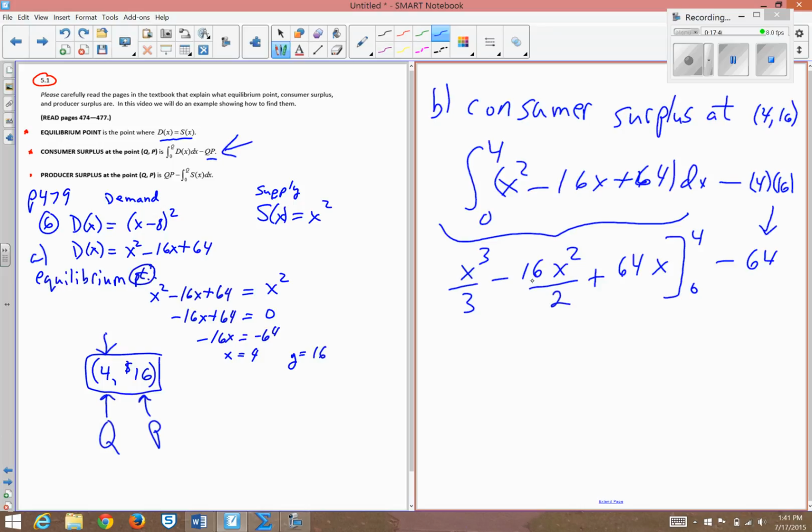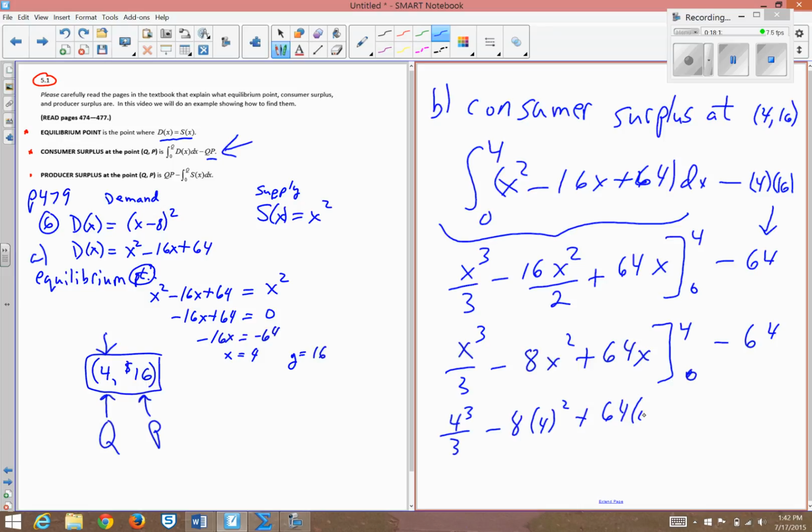16 over 2 is 8. So we have x cubed over 3 minus 8x squared plus 64x, bracket 4, 0. Bring down that minus 64. The bracket means everywhere there's x, we're going to put 4. 4 to the third over 3 minus 8 times 4 squared plus 64 times 4. And then it's minus, every x gets replaced with the number down here, but this number is a 0, and when x is 0, this will be 0 minus 0 plus 0. Don't forget to bring that down.